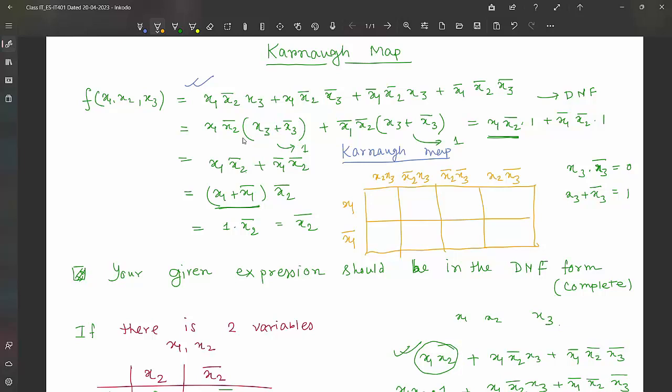What is the first value? First value is x1 x2 bar x3, so x1 x2 bar x3 is 1. Then x1 x2 bar x3 bar is 1. Then x1 bar x2 bar x3, and then x1 bar x2 bar x3 bar. Is it okay? Is it correct?